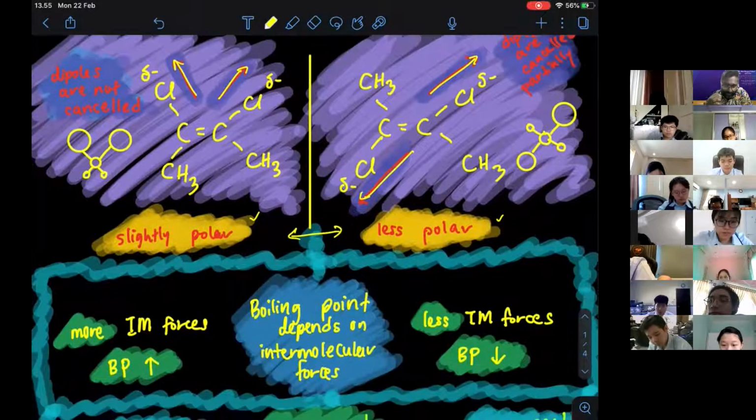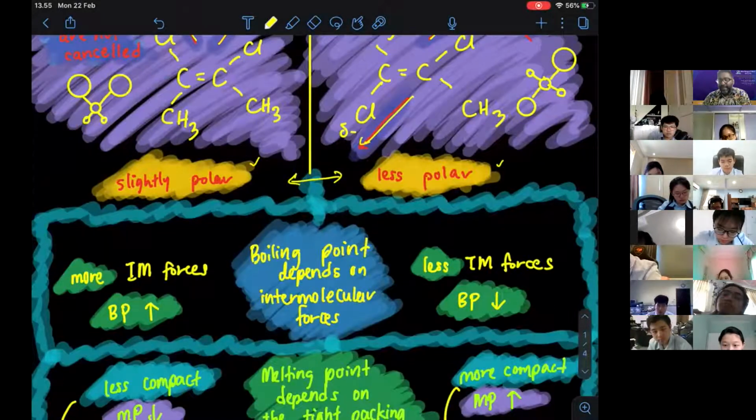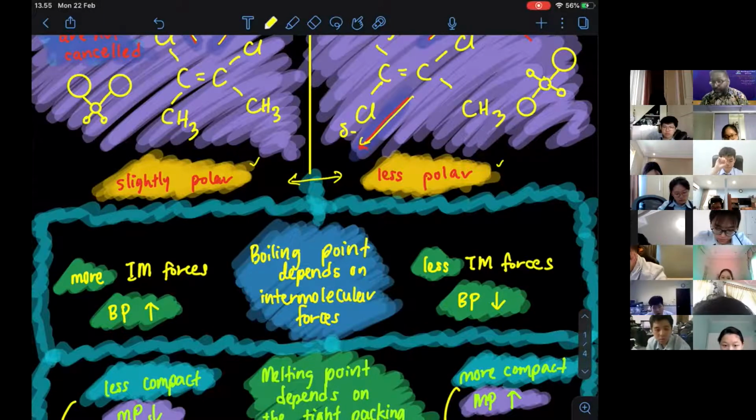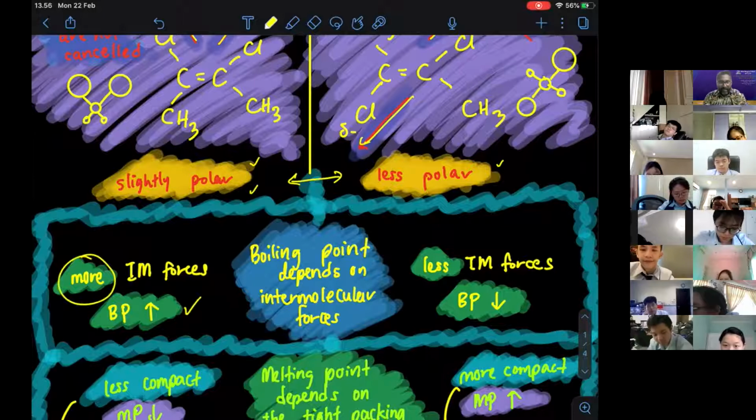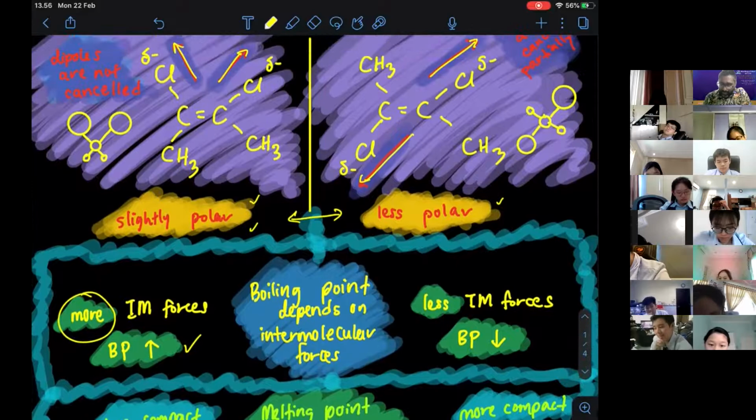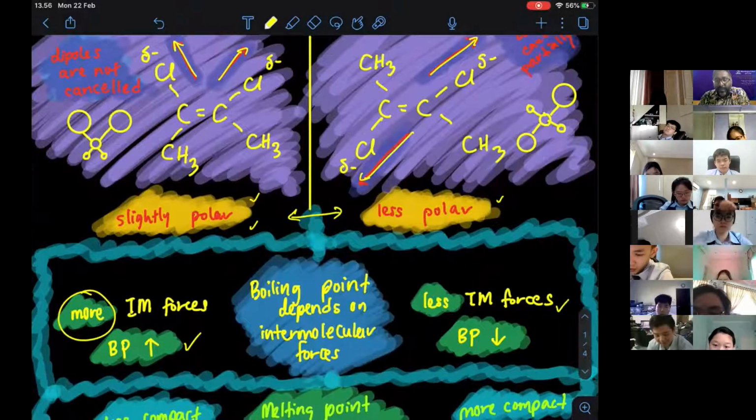Boiling point depends on intermolecular forces of attraction. We have permanent dipole-dipole, we have van der Waals forces, we have hydrogen bonding. Now the thing that I want to look at is the polar sense, so we look at permanent dipole-dipole. If you look over here, this is more polar. So it is understood why cis is going to have higher boiling point compared to trans, because trans has weaker intermolecular forces, so the boiling point is lower.